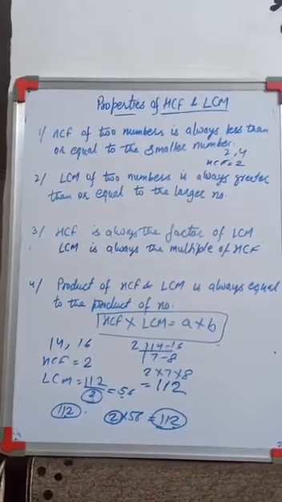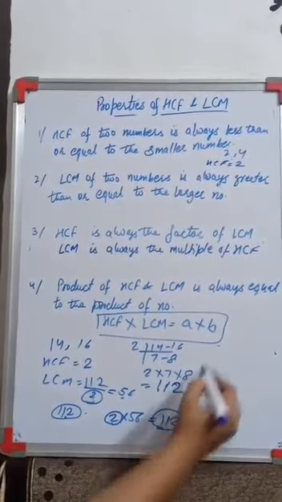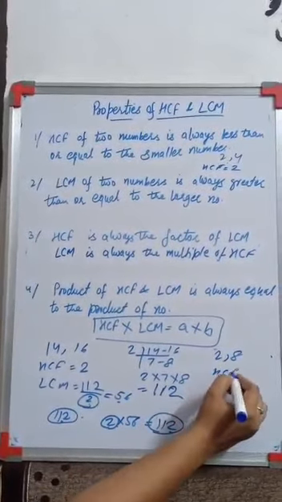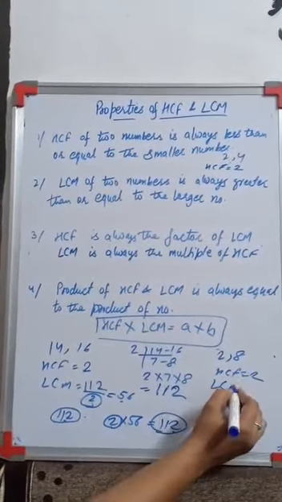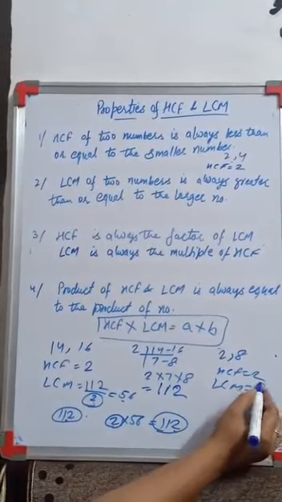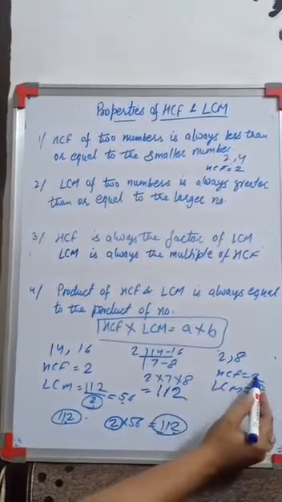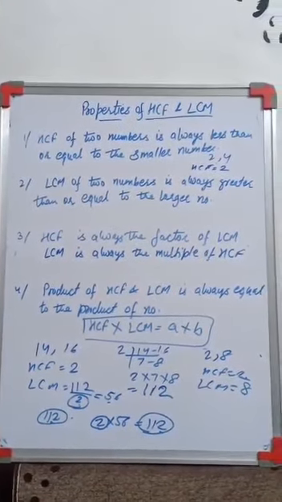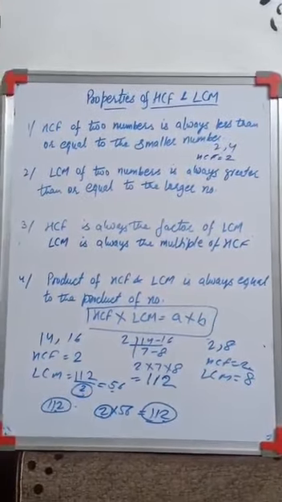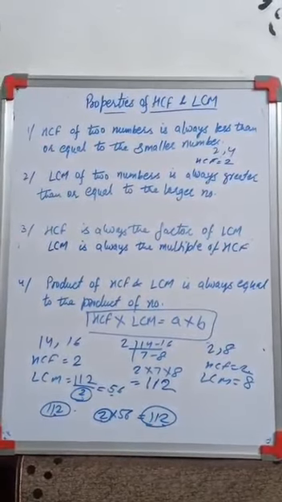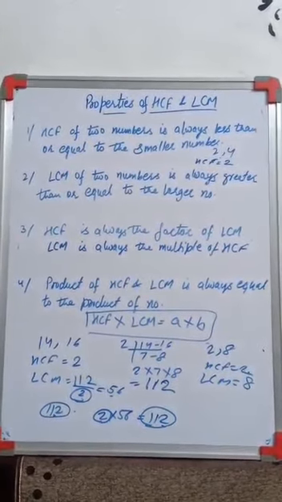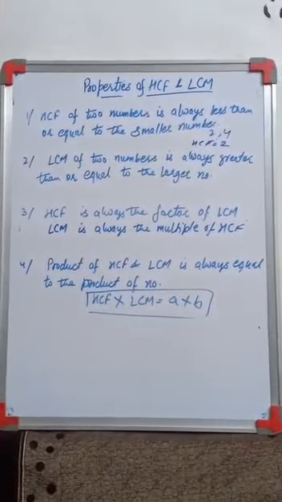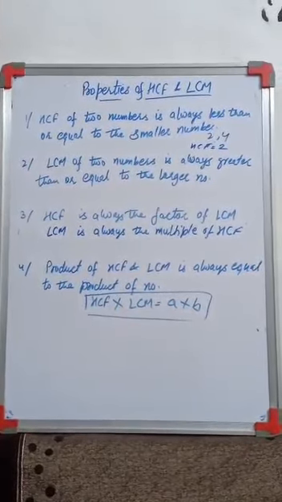Whatever pair you are taking, either 2 and 8, in that case the HCF is 2 and the LCM will be 8. See, 2 is a factor of 8 and 8 is a multiple of 2. So for a pair of numbers, the HCF is always a factor of the LCM and the LCM is always a multiple of the HCF.